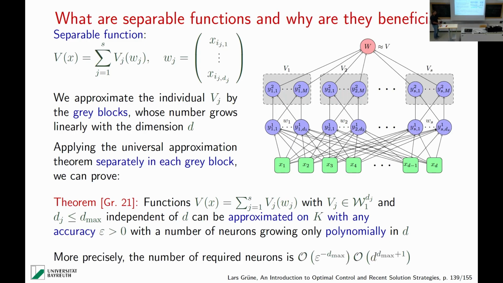More precisely, we can even say how many neurons are required. So we have epsilon to the power of minus d max. It's actually d max, the maximum dimension of one of these subvectors, that determines this. And then we have another term which depends on d. And you see that we do not have d in the exponent, but we have d in the base of the exponential. So it's really a polynomial. So that's the statement, and that's much slower growth than what we had before. But of course, we need this special structure.